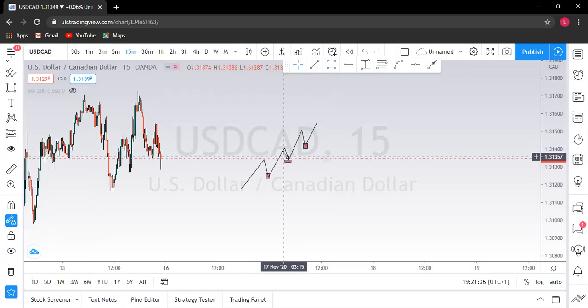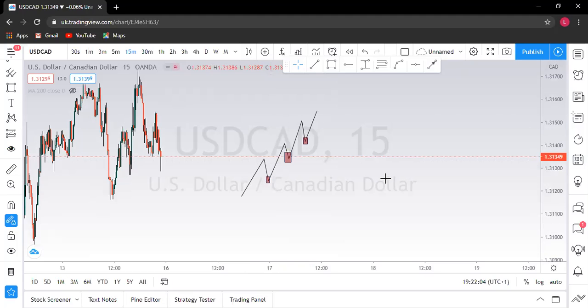So now, but the thing is, you don't know to what extent our pullback is going to reach before you buy. So that is where you employ the use of trend lines. You understand? That is where you employ the use of trend lines.